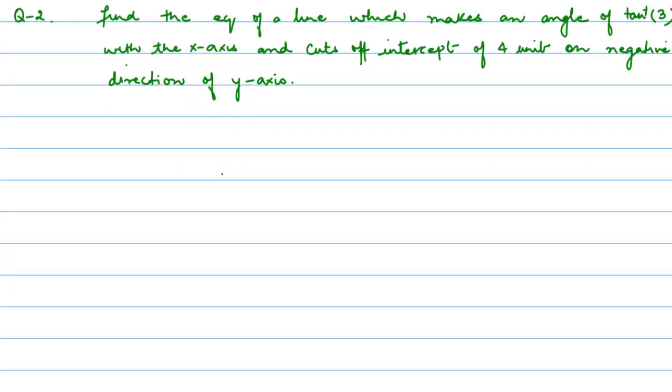Next question. Find the equation of a line which makes an angle of tan inverse 3 with the x-axis and cuts off an intercept of 4 units on the negative direction of y-axis. Now, as soon as it says it cuts off an intercept of 4 units on the negative direction of y-axis, our line is definitely passing through 0, minus 4. Therefore, c straight away is minus 4.